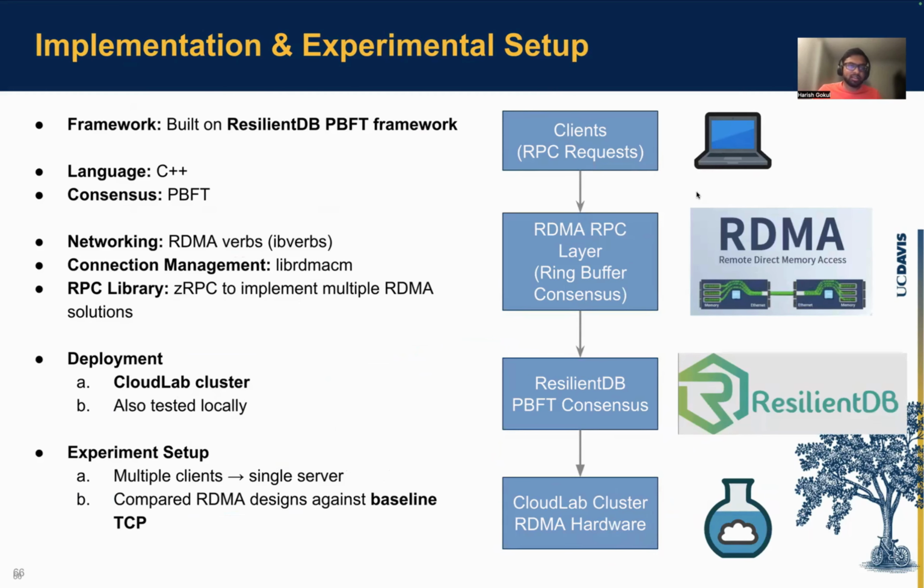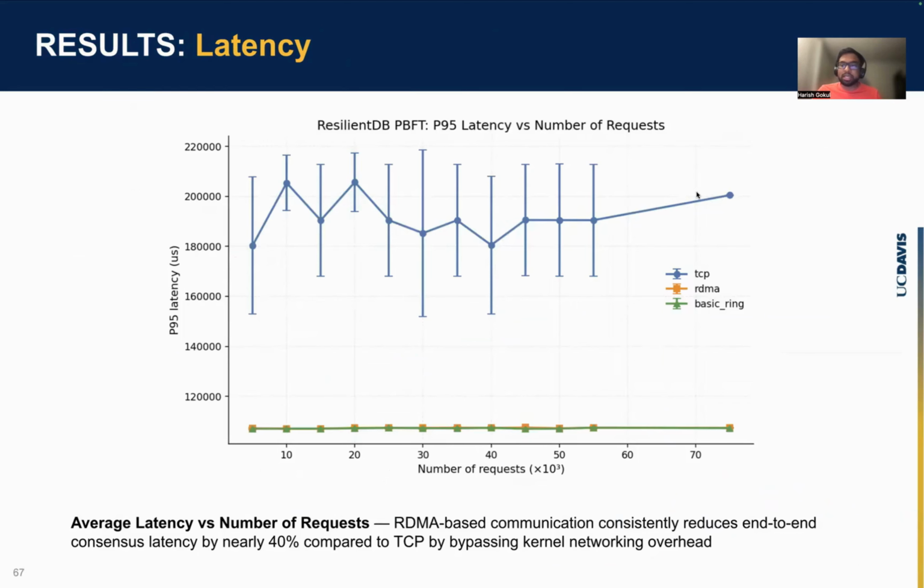So we implemented this in a CloudLab cluster, and we tested this locally as well. And here are some results for it. We take a look at two specific values, which are latency and throughput. So here's what the latency numbers look like.